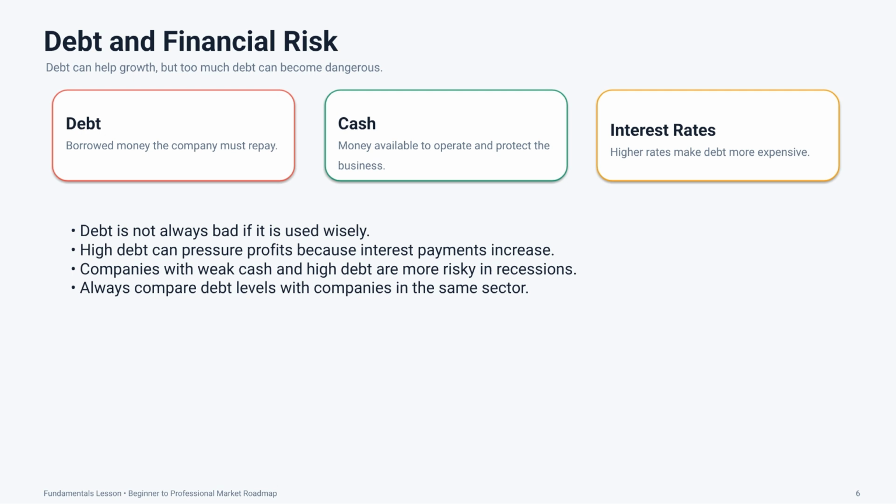A company with low debt and strong cash is usually in a safer position. A company with high debt and weak cash can be more risky, especially during recessions or slowdowns. We should also compare debt levels with companies in the same sector. Some industries naturally use more debt than others. The main idea is debt can help a company grow, but too much debt can hurt profits and increase risk.